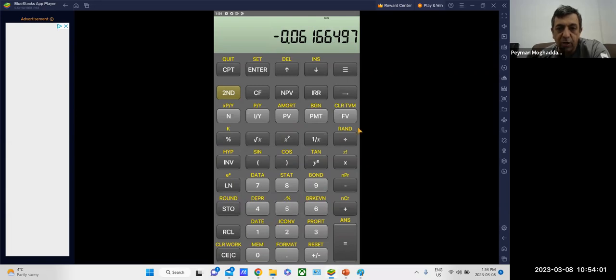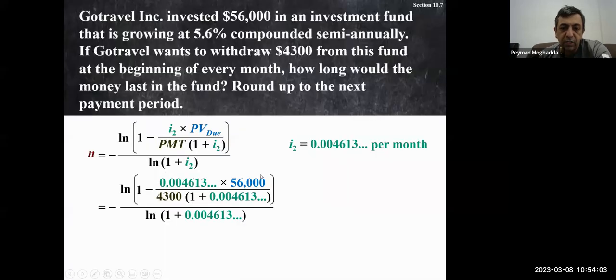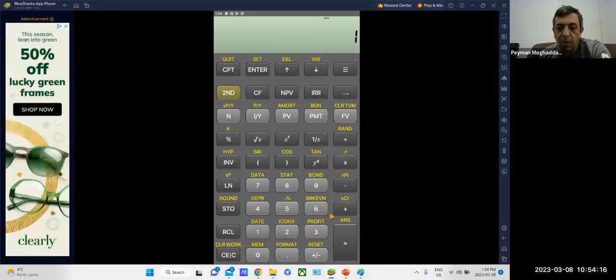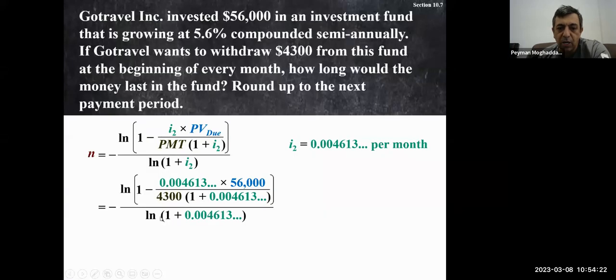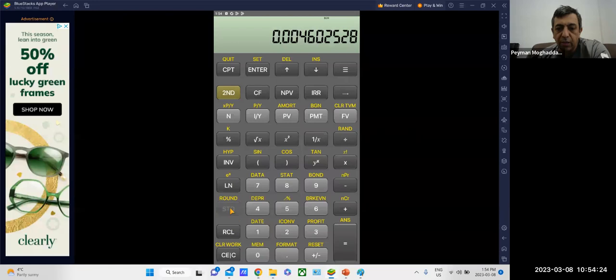Okay, so the whole numerator is a number, and it's stored at number 5. Now I'm going to go to the denominator, 1 plus I2. Recall 1, equal to, and then you have to get the ln of this guy. So that's the denominator. Store it at number 6, right?